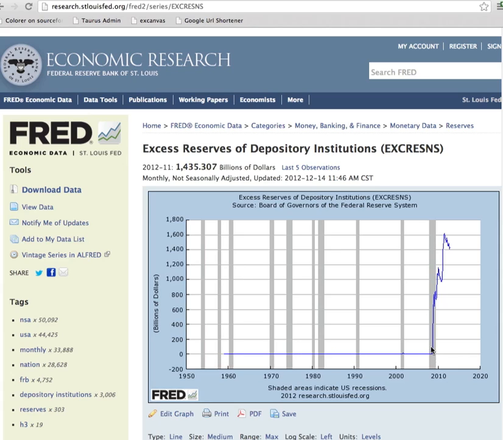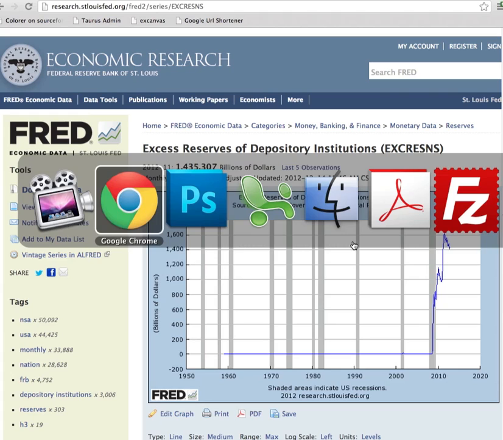And then in 2008, all of a sudden, there's this giant spike in excess reserves, north of $1 trillion, and it's remained north of $1 trillion. Well, to understand what this means as far as excess reserves, we really have to understand what reserves are. So let's do that really quickly.